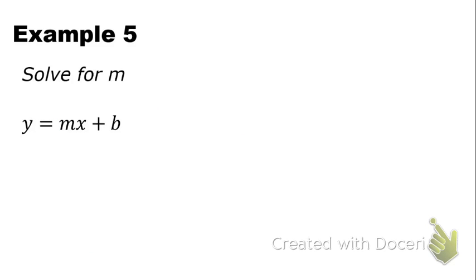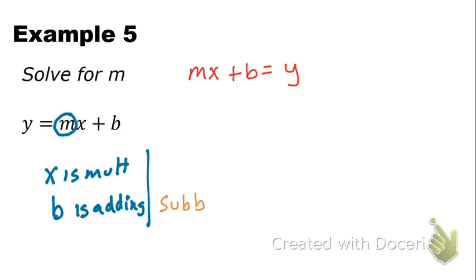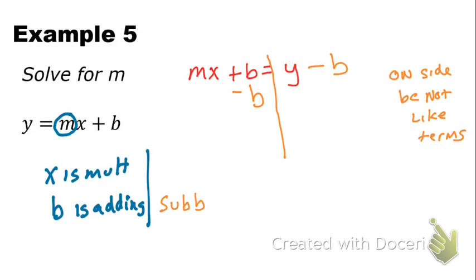All right, so here's another one. Solve for m. If you notice, m is also on the right hand side, and we would want it on the left hand side. So one of the things that I've taught you is you have the option to put y on the other side. Now x is multiplying the m, and the b is adding. So the inverse of these things: we're going to subtract b. Let's subtract b, and I'm going to put it on the side because they are not like terms. So these cancel, and we're left with mx equals y minus b.